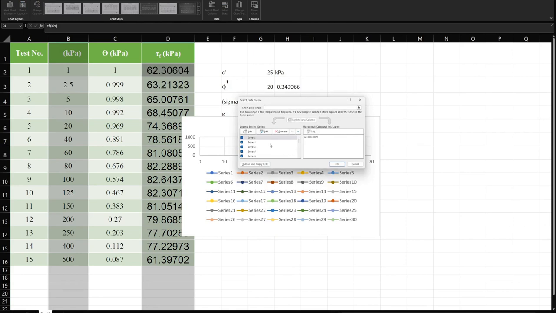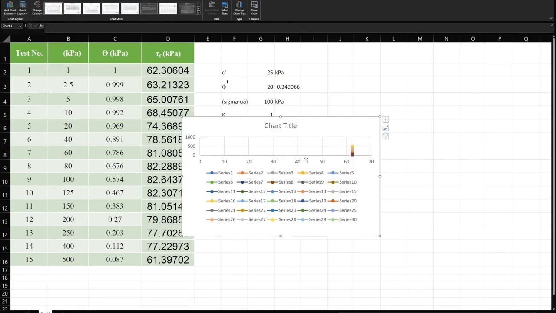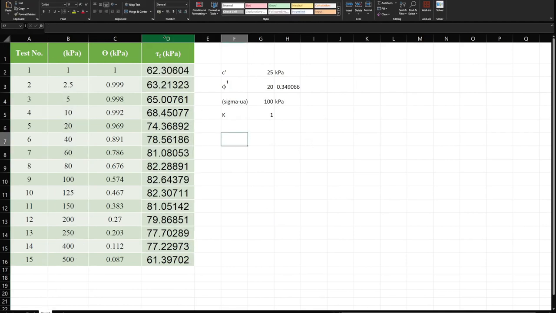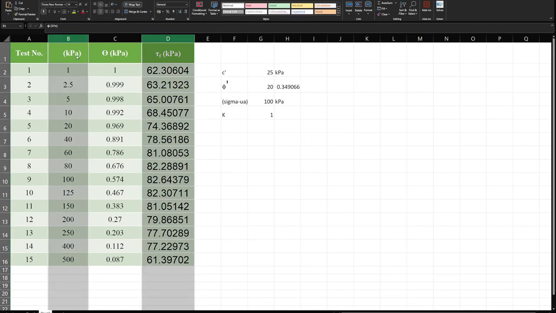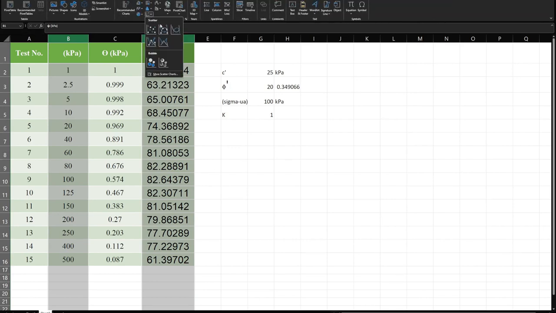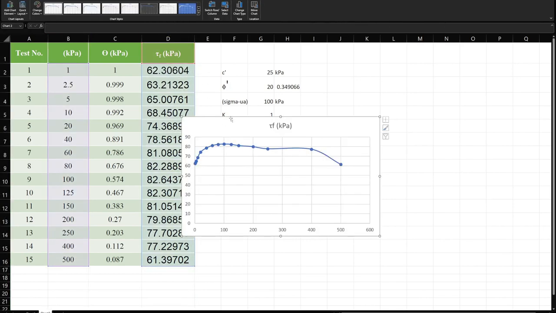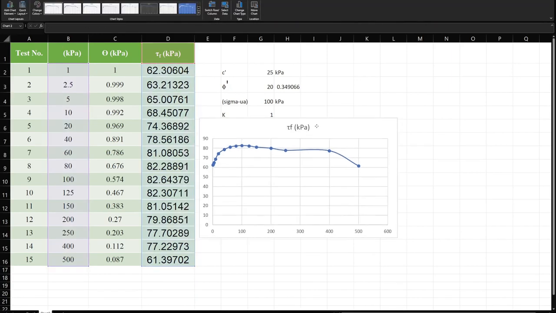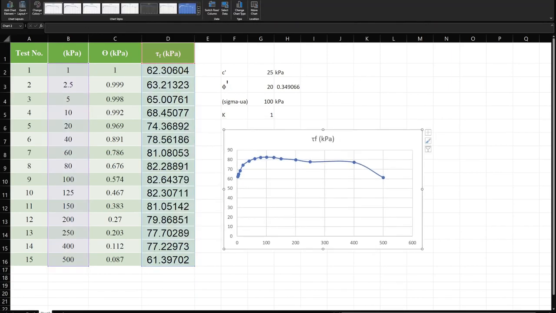Select data. Okay, cancel. Let's delete this one. Plot tau wave for matrix section. Insert plot. Okay, this plot. Okay, so I think there is some problem. Let's cross check this one.